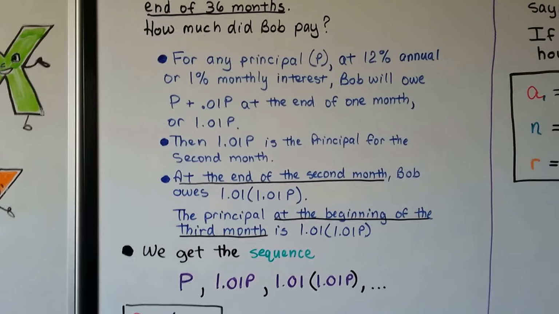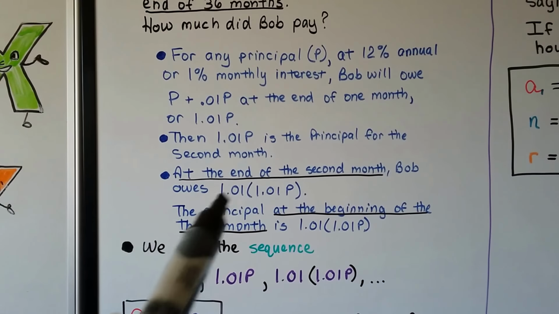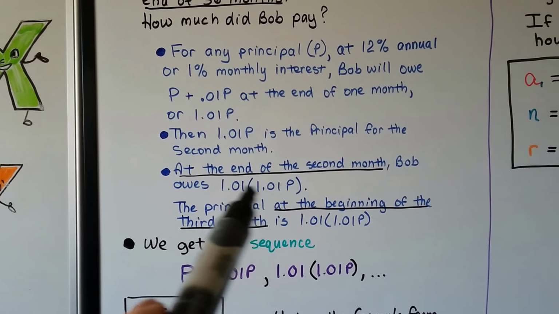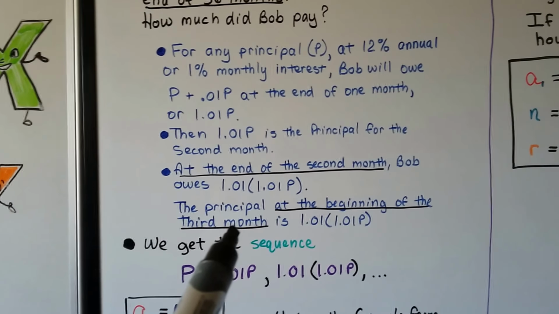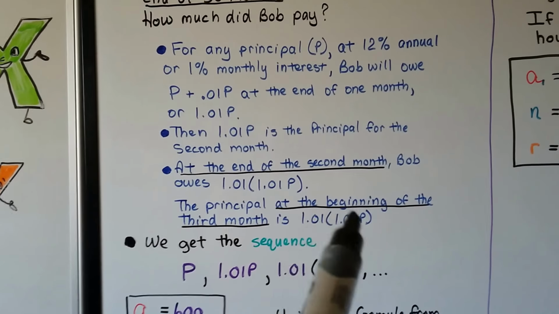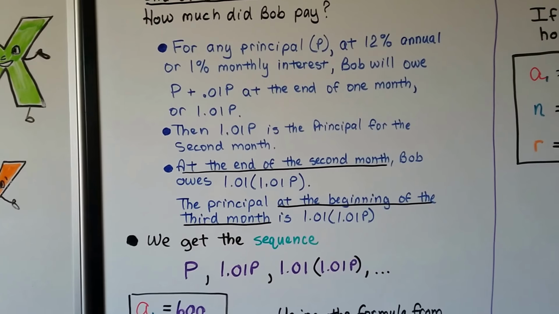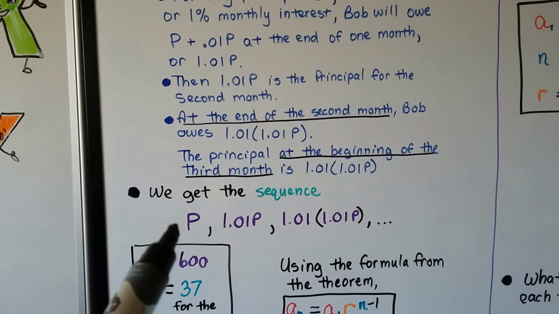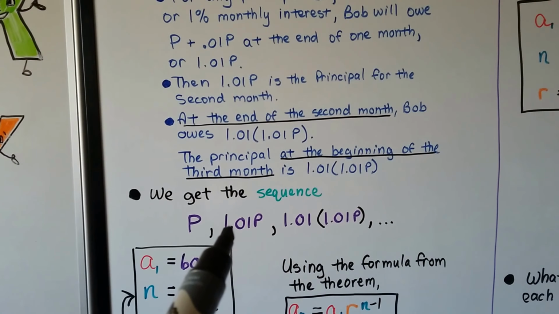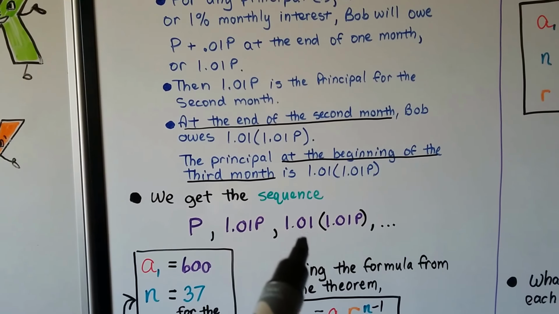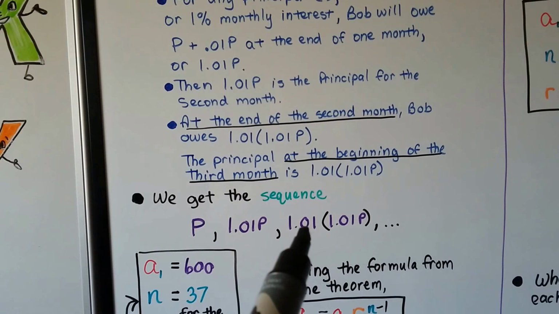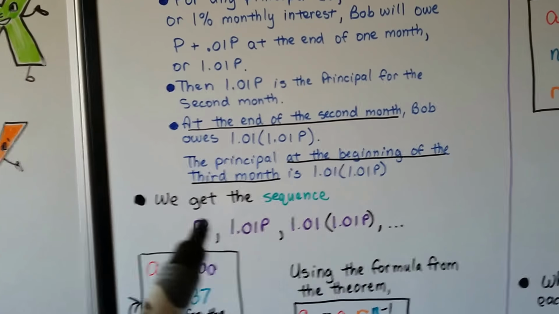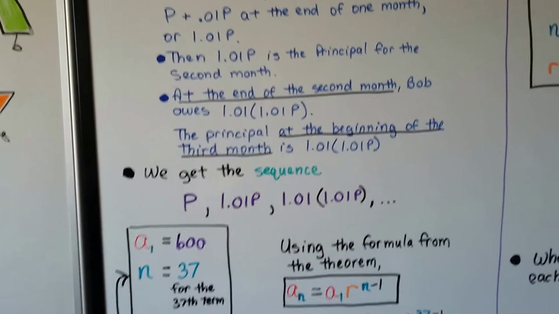All right, so at the end of the second month, this is going to be what he owes, and the principal at the beginning of the third month is going to be the same thing because the month hasn't occurred yet, okay? So we get this sequence: P, then 1.01P, then we get 1.01 times 1.01P. So this is our sequence, okay?